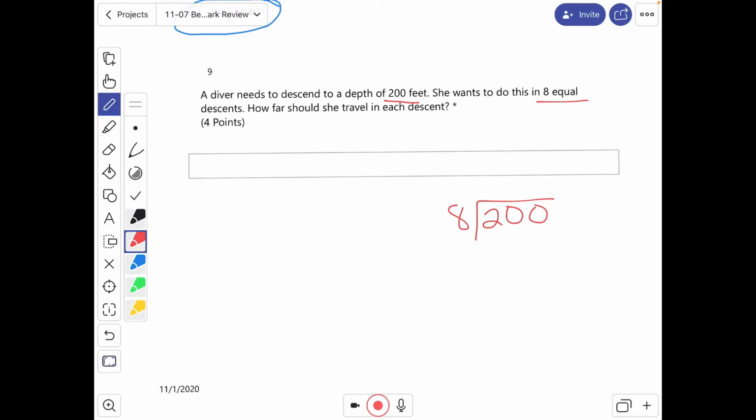8 goes into 20 2 times, because 8 times 2 is 16, with 4 left over. Bring the 0 down. 8 goes into 40 5 times, because 8 times 5 is 40. So it'll take her 25 feet in each descent to get to 200 feet. So 25.